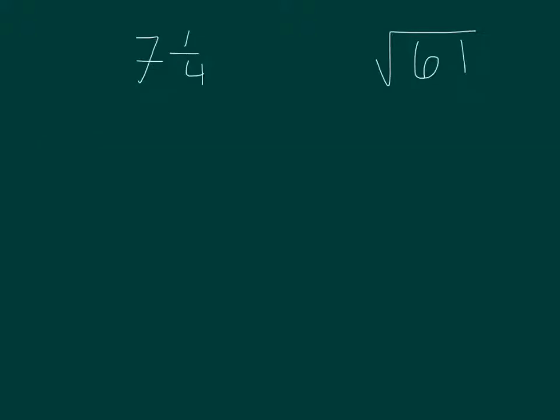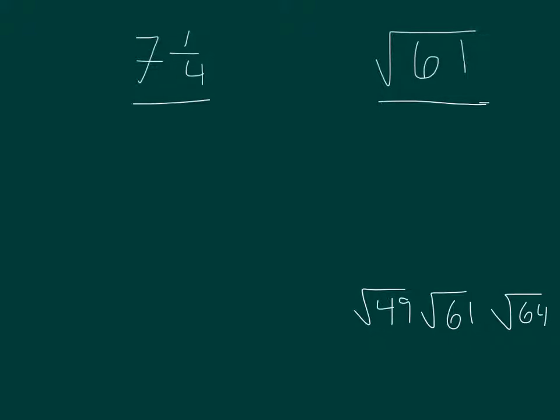I want to compare these two quantities, 7 and 1/4, and the square root of 61. I want to figure out about what value are each of these numbers, and I can do that best by putting them into decimals. So I'm going to start with the square root of 61. I know that the square root of 61 falls between two perfect squares. Those perfect squares are 64 and 49. Now I want to decide which one is 61 closer to. Is it closer to 64 or 49?